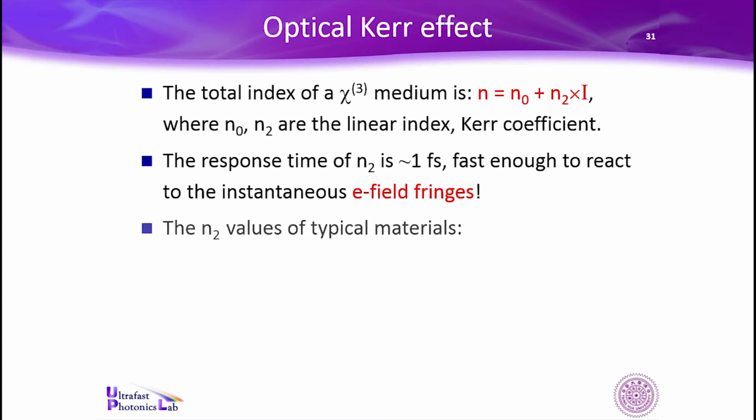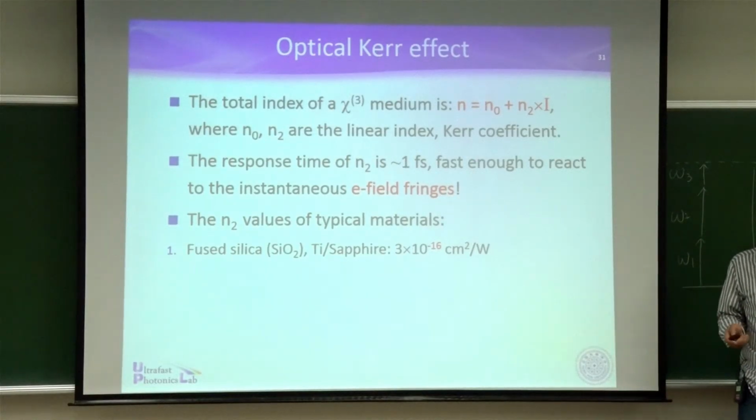Then I'll show you some real numbers about the n2 values of typical materials, so that you have some sense of how strong the Kerr effect is. The most used material in making optics is fused silica, right? Just glass. And also sapphire crystal, making sapphire lasers. The corresponding n2 value is in the order of 10 to the minus 16th centimeter squared per watt. The number is pretty small, but we shall see whether the effect is weak or not.